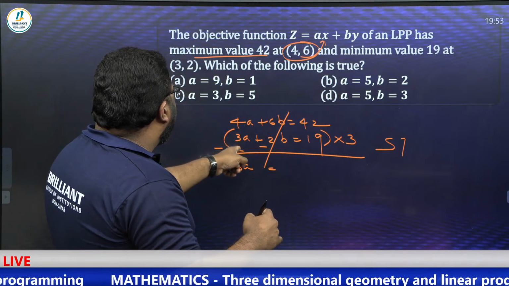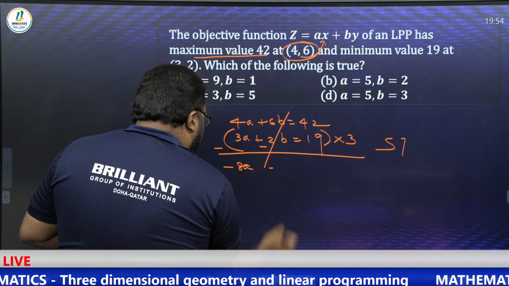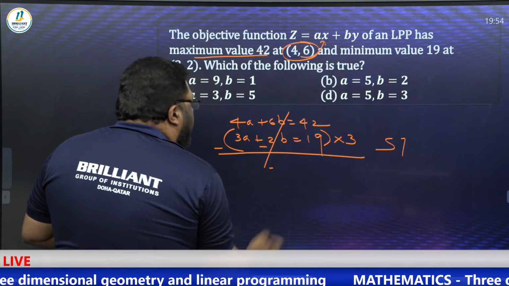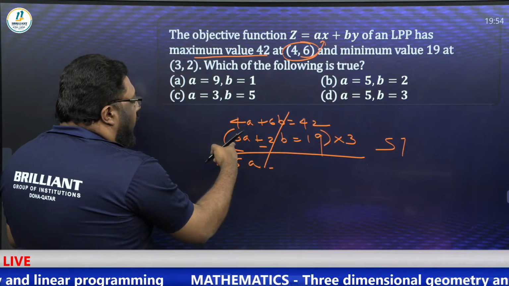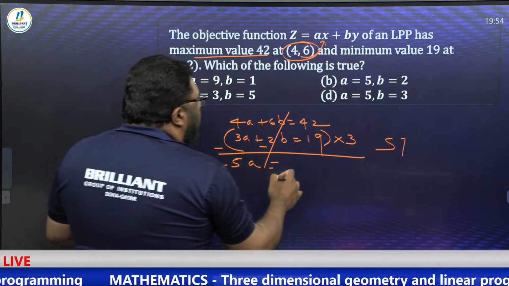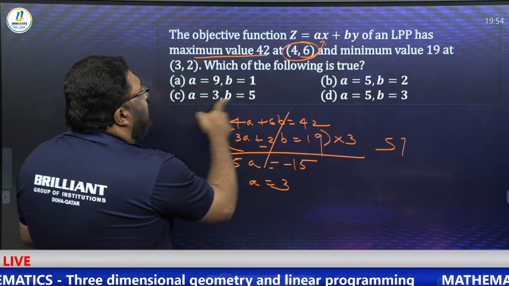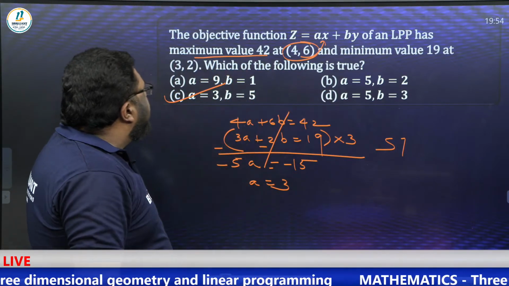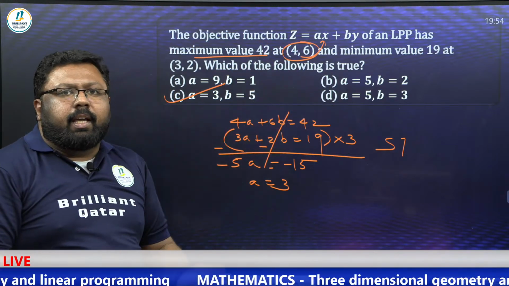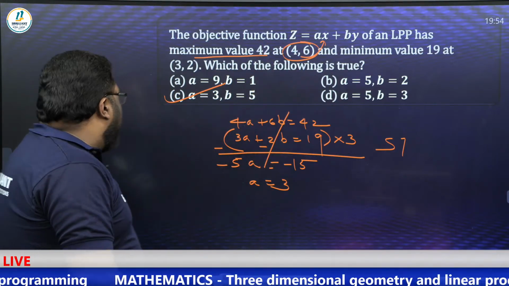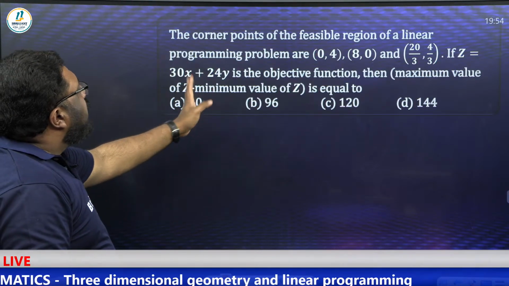I'm sorry, this is 3 3s are 9, right? So this is not minus 8, okay, so it's minus 5a: 3 3s are 9, so 4 minus 9, minus 5a is equal to minus 15. So a is equal to 3. Only one option has a equal to 3. That's my answer. If there are two options, put a in another equation, get b. Simple answer.